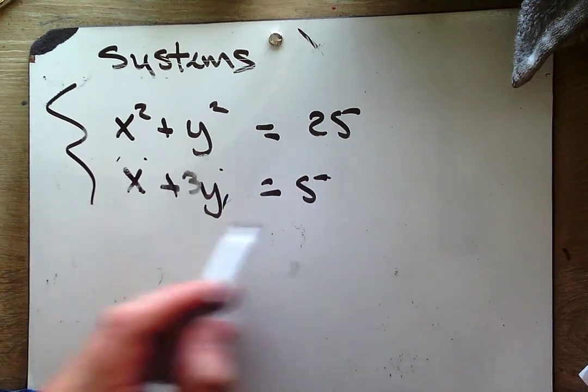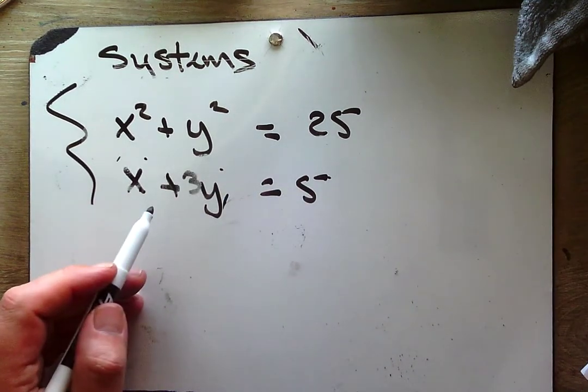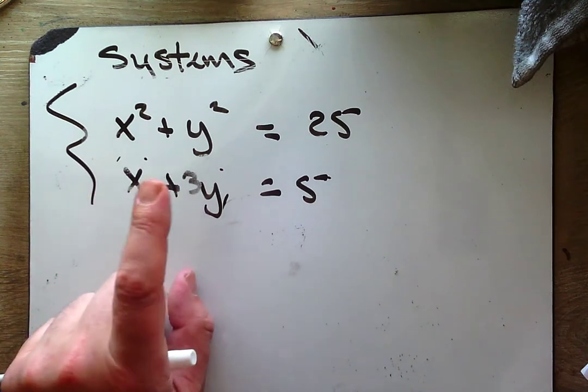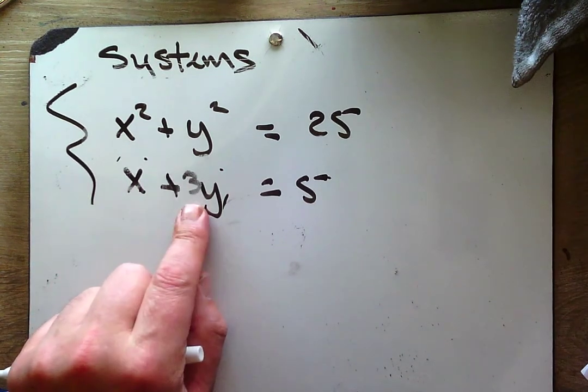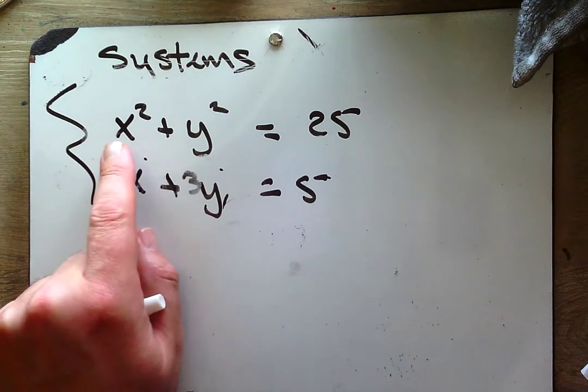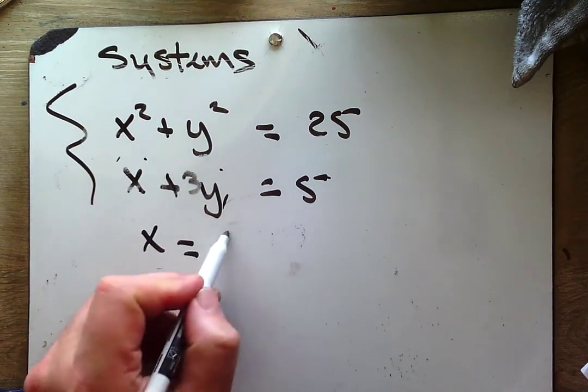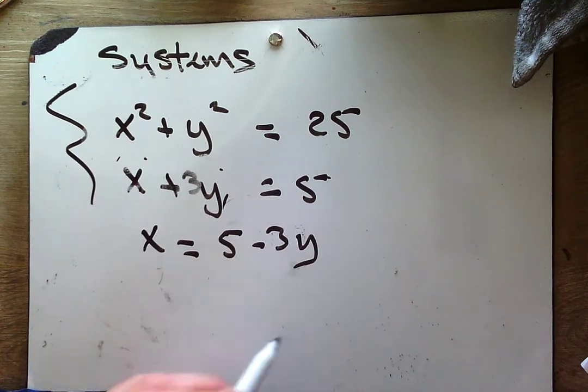Instead, I'm just going to solve this equation either for x or y. I like x too, because if I solve for y, I'm going to end up with fractiony stuff. I really don't want to put fractiony stuff in there. So I'm going to say x equals 5 minus 3y.